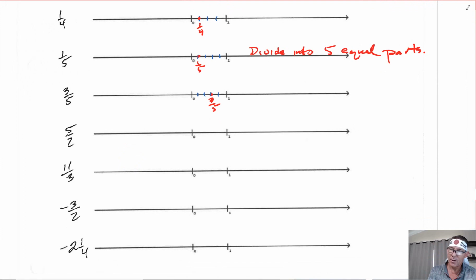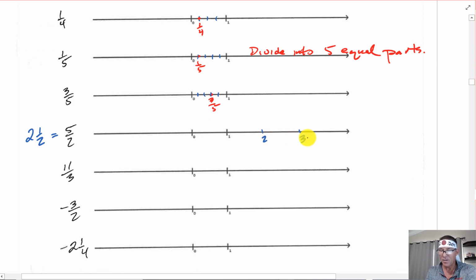Now in the next one here, 5/2 is equivalent to 2.5, which is between 2 and 3. So I'm going to go an equal distance across and find 2, and an equal distance across to find 3. And then I'm going to divide it up into 2 equal parts to locate 2.5, or I can put 5/2 up here. So you have to show where 2 and 3 are to determine where 2.5 is.